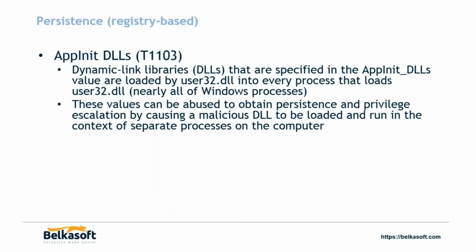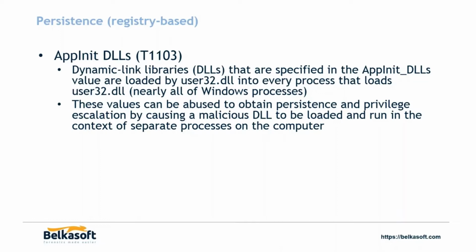Okay, next here we're going to talk about persistence artifacts, registry-based, starting with AppInit DLLs. Dynamic link libraries, the DLLs specified in the AppInit DLLs value, are loaded by user32.dll into every process that loads user32.dll, which is nearly every Windows process. We're starting with this because these values can often be abused to obtain persistence and privilege escalation, causing malicious DLLs to be loaded in place of normal running processes on a computer.